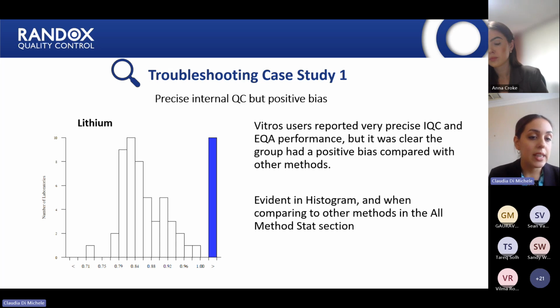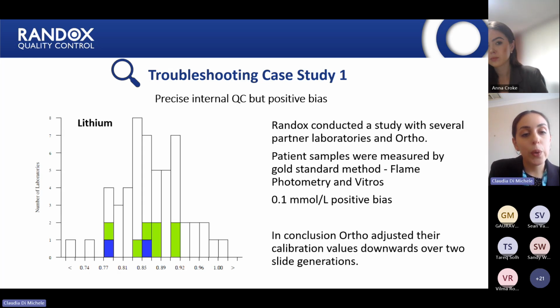You can see this very clearly here in the histogram. This blue bar chart represents all of the VITROS users, and they're all quite precise, grouped together, but with a positive bias. So what did we do? We conducted a study with several partner laboratories and Ortho. Patient samples were measured by the gold standard method, flame photometry, and the VITROS systems. Together with our partner laboratories, we realized that the VITROS had a 0.1 millimole per litre positive bias.